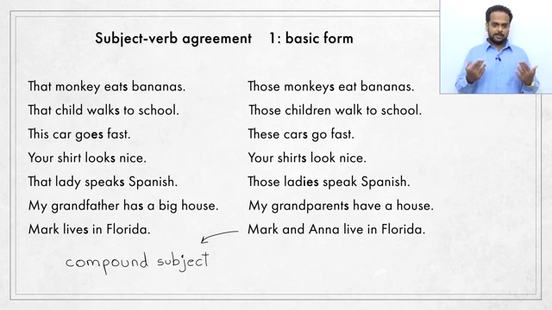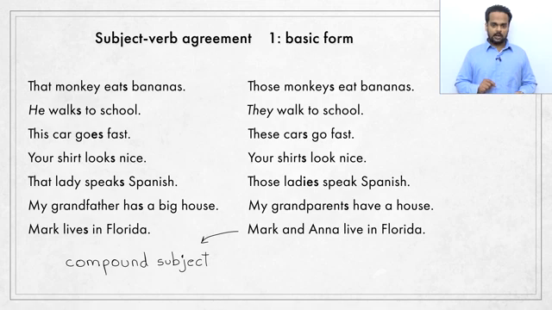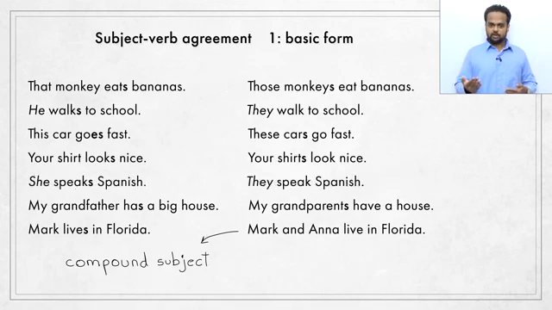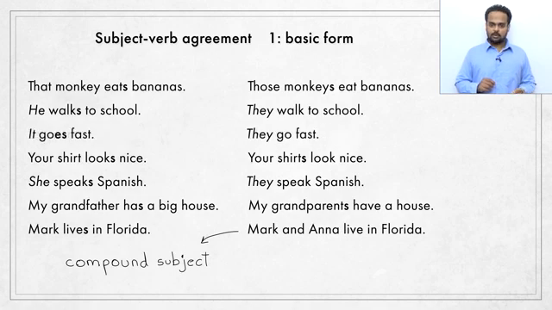But in natural speech and writing, we often use pronouns in the place of nouns to avoid repetition. For example, instead of that child, I can say he walks to school. And instead of those children, they walk to school. In the place of that lady, I can say she speaks Spanish. And for the plural, again, they speak Spanish. They here refers to those ladies. This car goes fast can be rewritten as it goes fast, and these cars becomes they go fast.